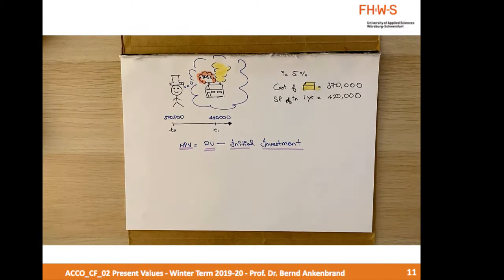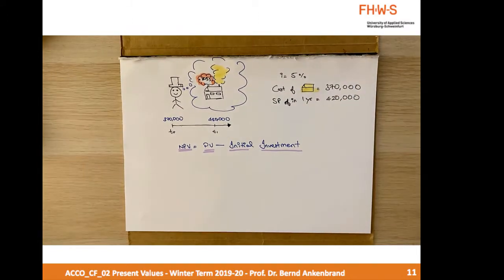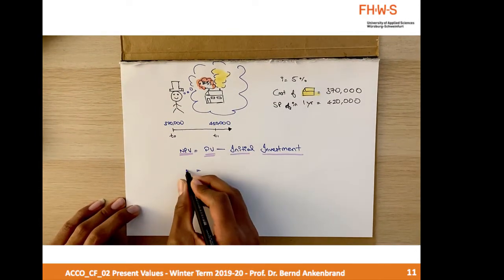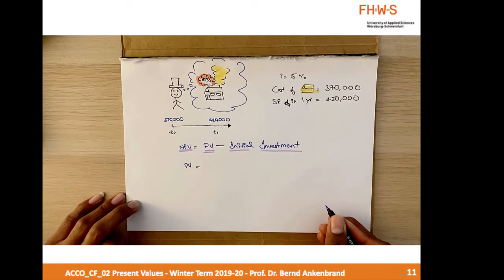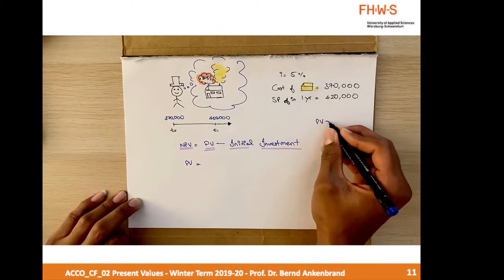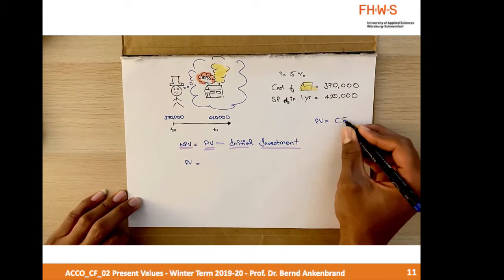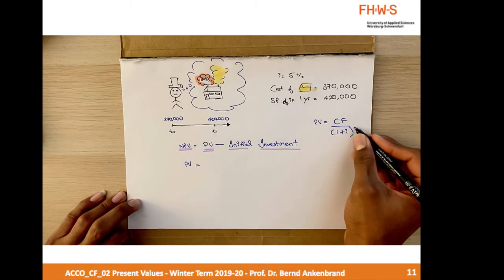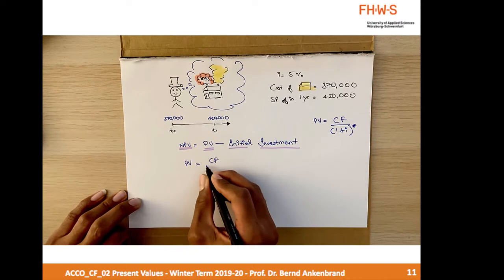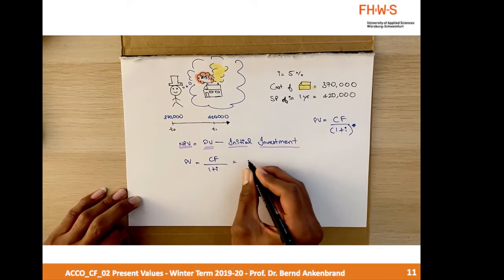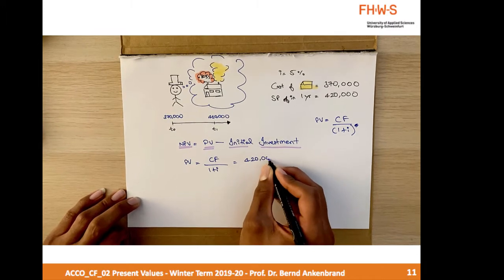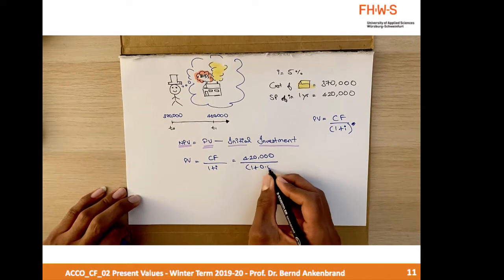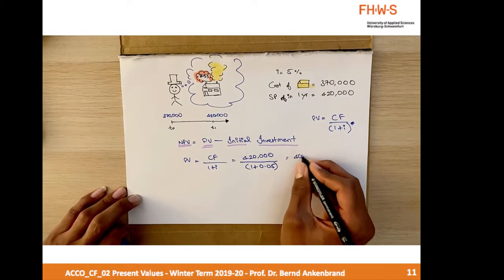So now Bob has to calculate the net present value at an interest rate of 5%. So what is the NPV? NPV equals present value minus the initial investment. So first we have to calculate the present value. Through the discounting formula, the present value is equal to the cash flow divided by 1 plus I. Therefore, we have 420,000 at an interest rate of 5%, so divided by 1 plus 0.05, which is equal to 400,000.